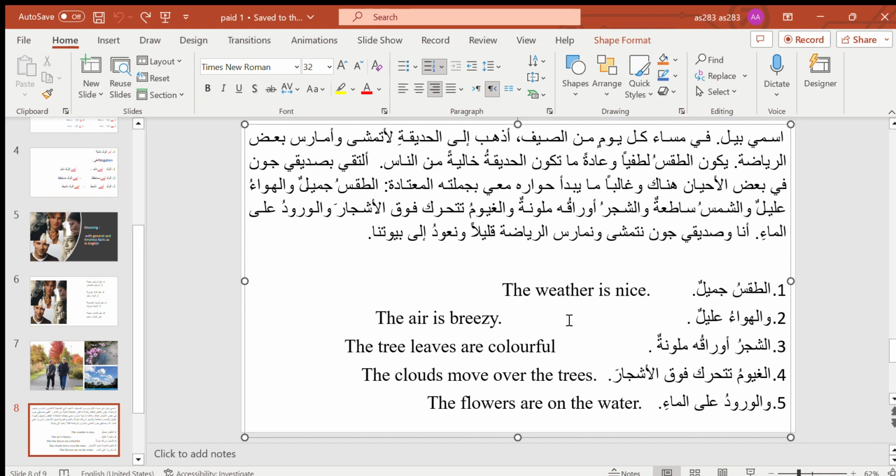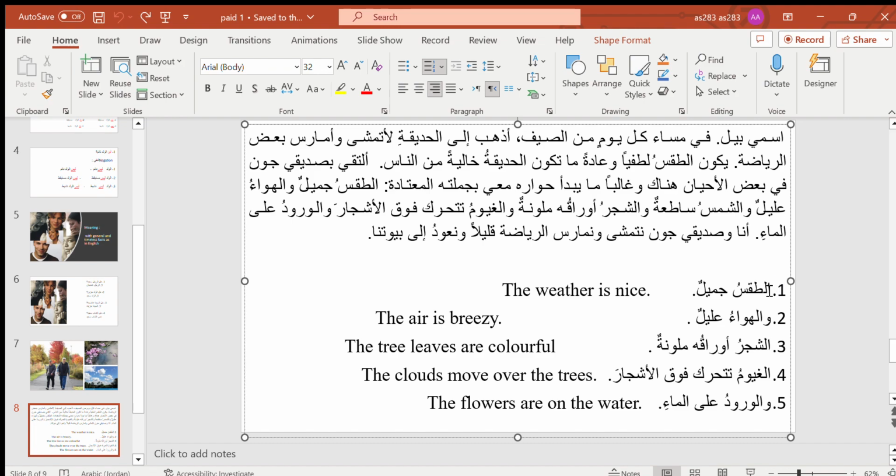Okay. So these are the statements said by John about the situation in the park in terms of the weather, the trees, the flowers, and the clouds, as well as the sun. Now let me draw your attention to the beginning of these sentences said by John. You can see that the sentences begin with nouns. الطقس, الهواء, الشجر, الغيوم, والورود, the flowers. And this is the first basic grammatical structure in Arabic. We start with nouns in order to have a subject and a predicate.